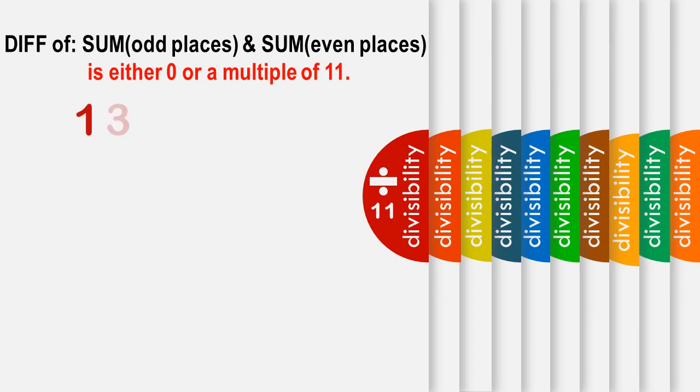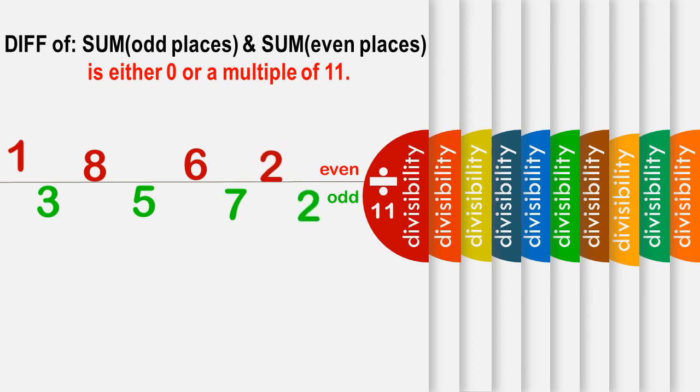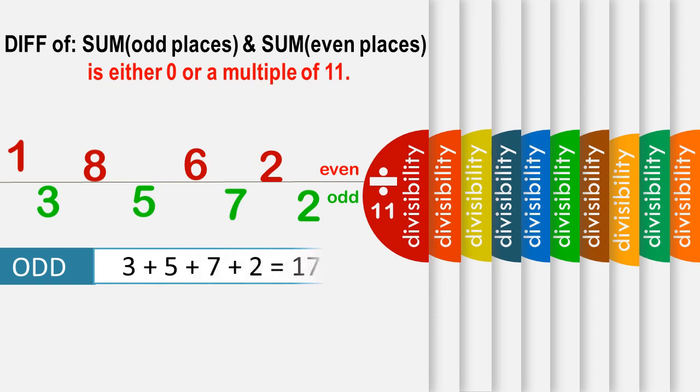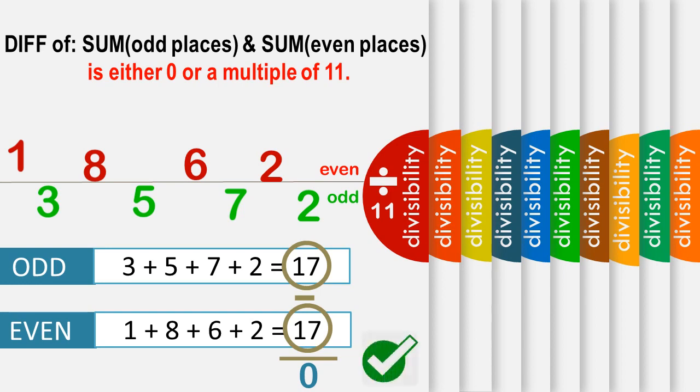For example, look at the number 1,38,56,722. Separate odd and even digits starting from ones. The sum of the digits at odd number places is 3 plus 5 plus 7 plus 2 is equal to 17. The sum of the digits at the even number places is 1 plus 8 plus 6 plus 2 is equal to 17. Subtract the two results, which gives us 0. So 1,38,56,722 is divisible by 11.